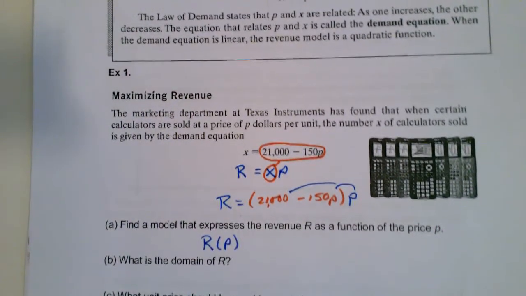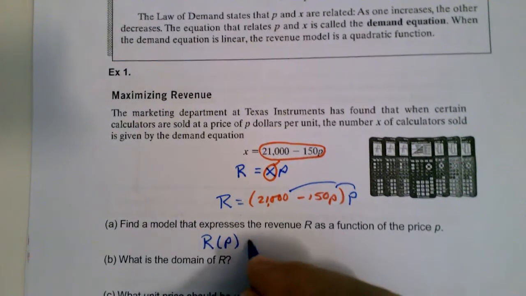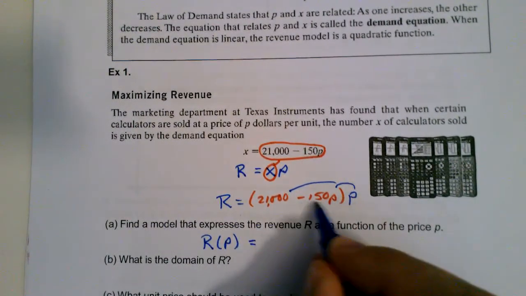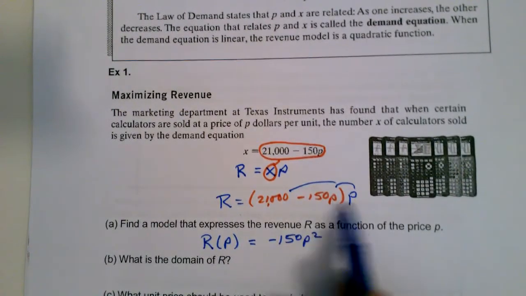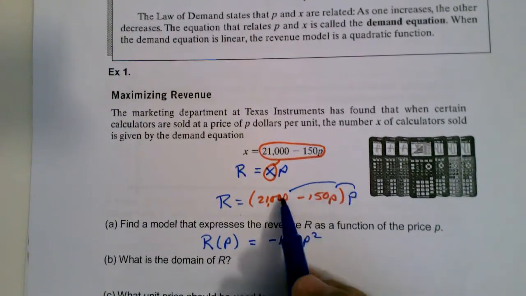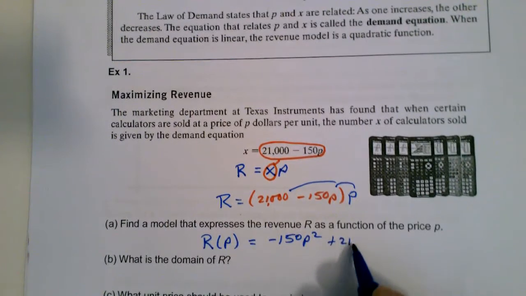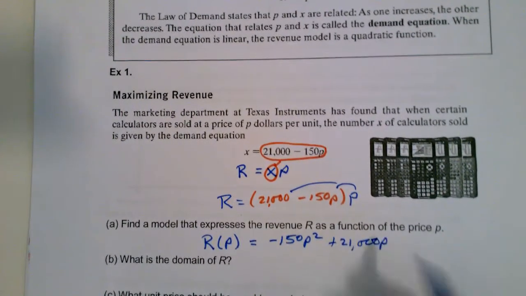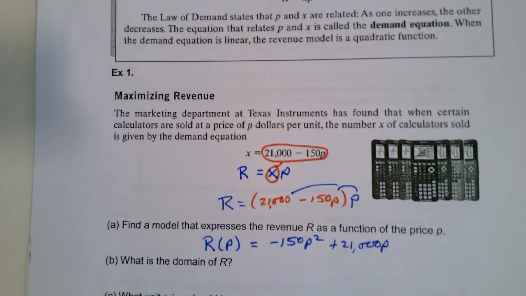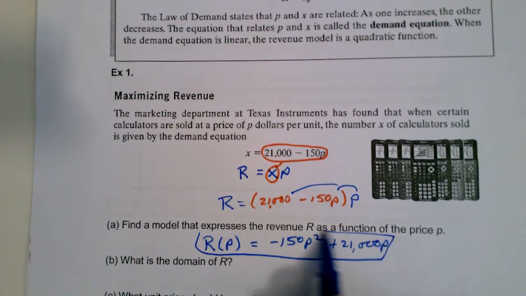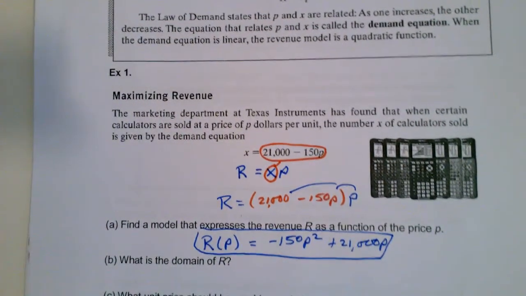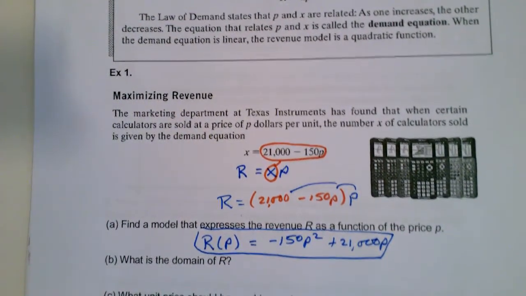Now you can see I've got my function R of P. That's like f of X, just function notation. And that equals, and I'm going to write it, negative 150 P squared, so I'm going to do this one first, and then multiply here, plus 21,000 P. So this is part A, in function notation. If you just have R equals, that's fine. I have R of P equals just so that it's written in function notation.